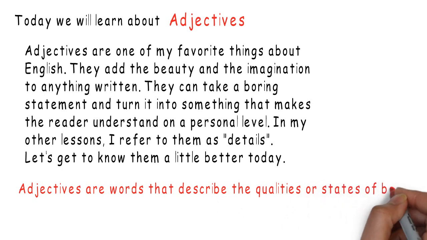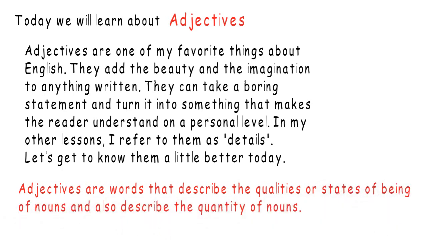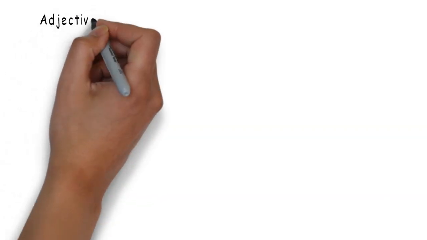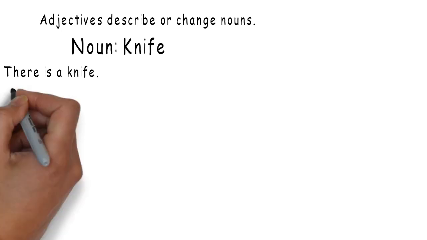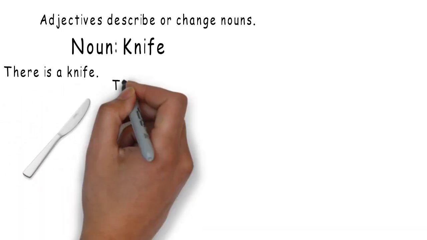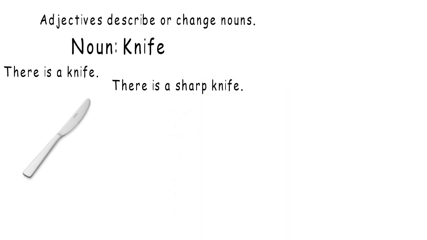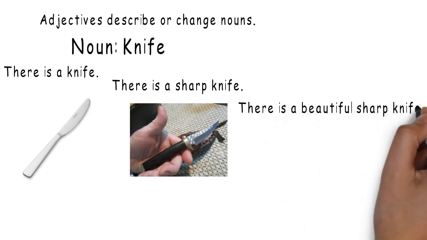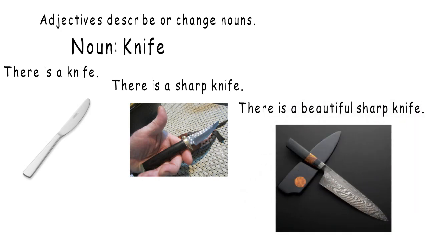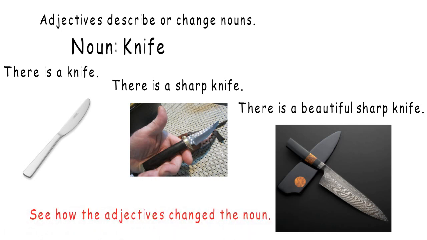Adjectives are words that describe the qualities or states of being of nouns, and also describe the quantity of nouns. Adjectives describe or change nouns. Noun, knife. There is a knife. That's a boring sentence. There is a sharp knife. Okay, a little sharp knife. There is a beautiful sharp knife. Oh, wow. See how it made the sentence better? See how the adjectives changed the noun. Everything's just better with adjectives.